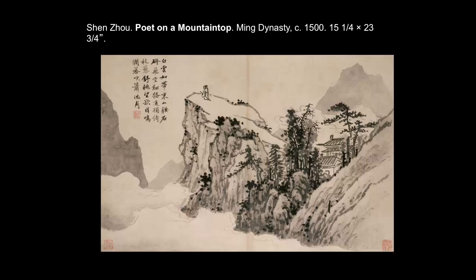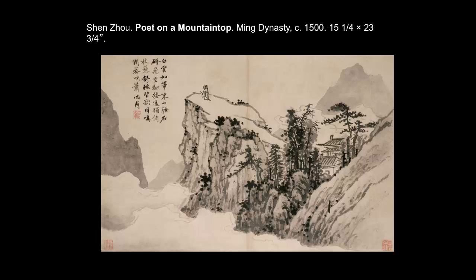So you can see in this very simple scene that there's a variety of brushstrokes and dots to represent the different kinds of trees and vegetation. And all of these things, these washes, the different intensities of ink, represent Shen Zhou's personal style and are not really dependent on the influence of any other artist.